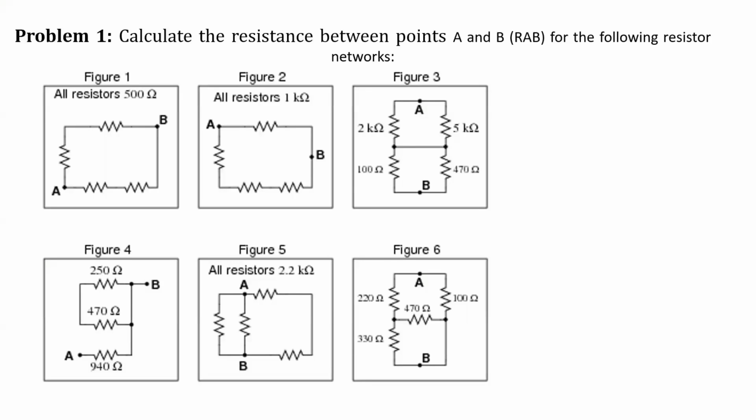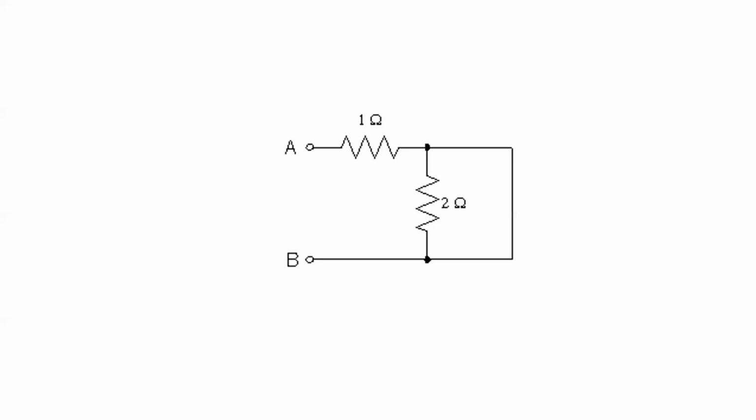To solve figure number 4, the following concept is needed. It is shown in the next slide. Here, a simple circuit, 2 resistors along with a wire is connected between the nodes A and B. Then it is a kind of parallel or series combination of the resistors. But because of this wire, usually a wire does have zero resistance. The resistance of this wire is 0.